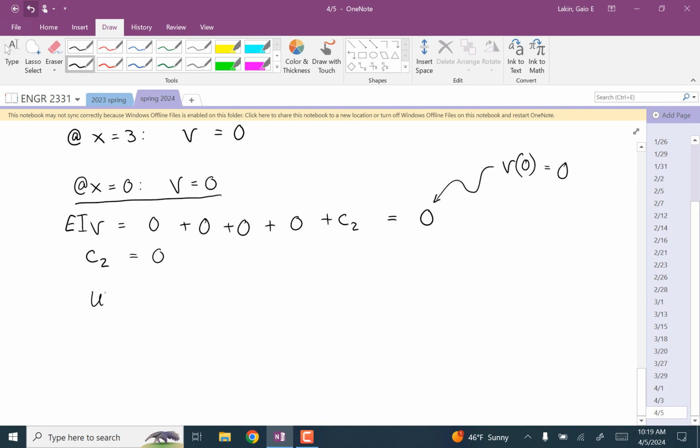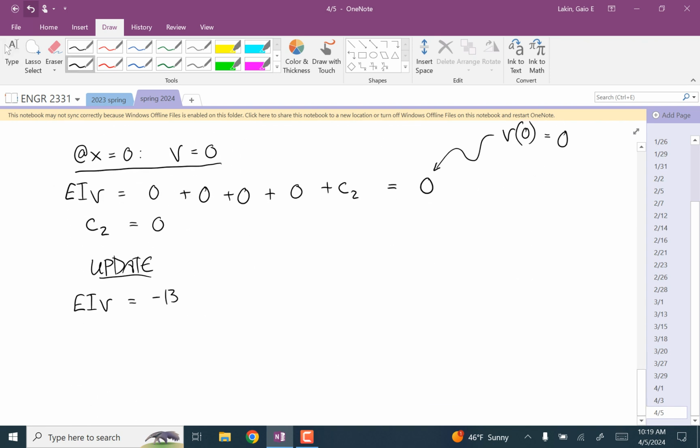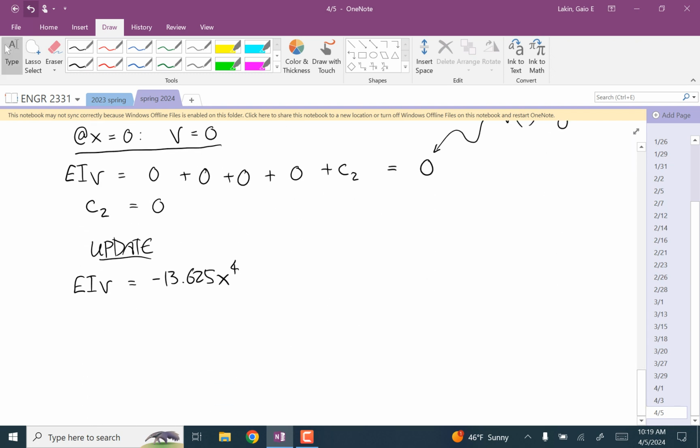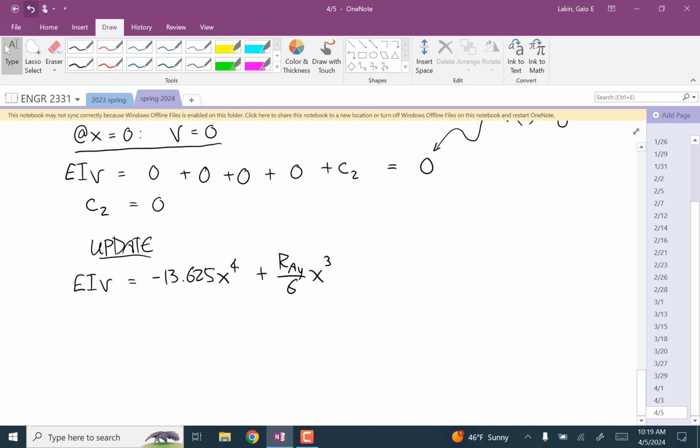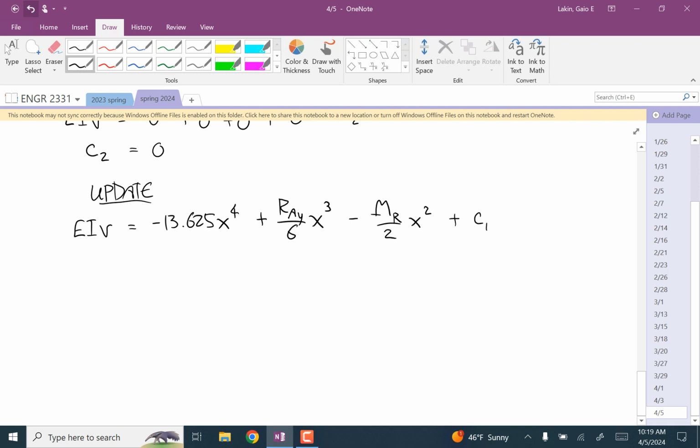And so now we'll update our function. EI times V is equal to negative 13.625 x to the fourth plus RAY over 6 times x cubed minus MR over 2 times x squared plus C1x. And now we've gotten rid of the C2.